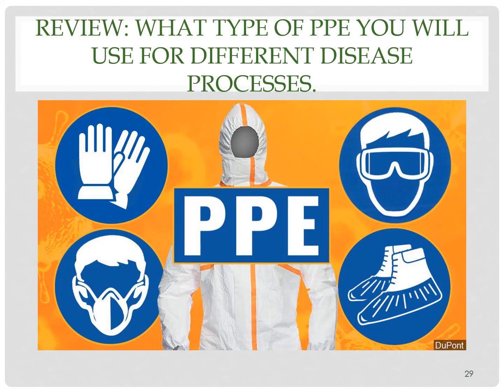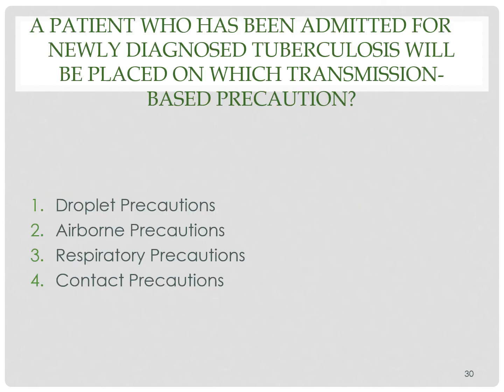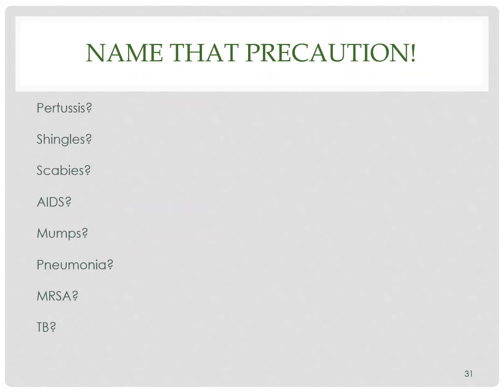Right? So what type of PPE will you use for different disease processes? A patient who's been admitted with newly diagnosed TB will be placed on which transmission-based precaution? Oh no, we don't know this. You always know TB, right? Airborne precaution. All right, so let's name that precaution.